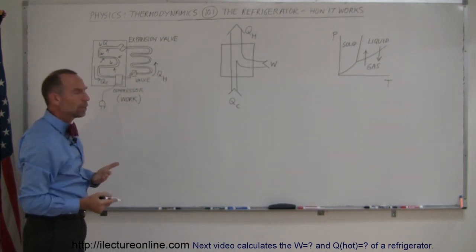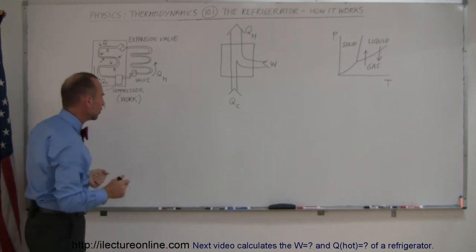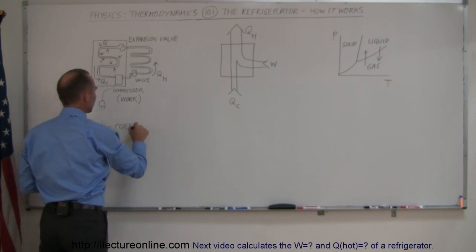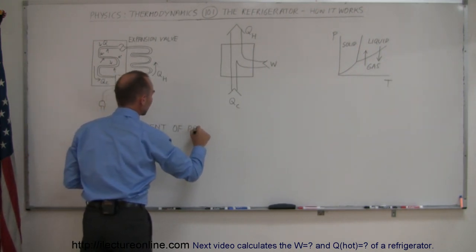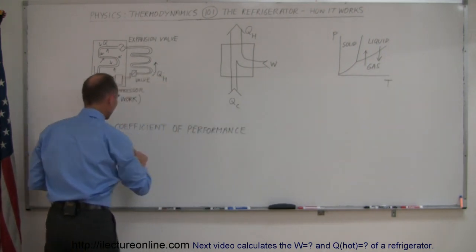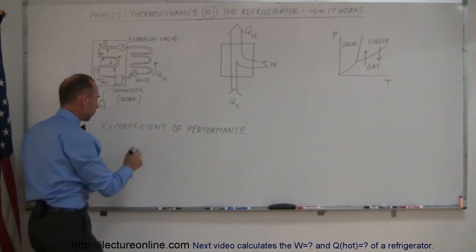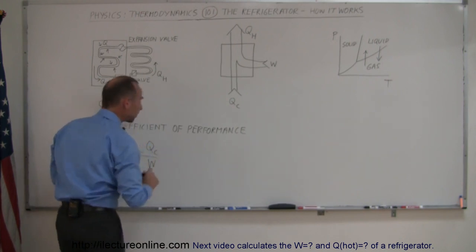The way in which we calculate the efficiency of that is not really like we do for an engine. We actually calculate what we call the coefficient of performance. We use the letter K for that, and we call that the coefficient of performance of the refrigerator or the air conditioner. And K is defined by the amount of heat we pull out of the cold reservoir, which is Q sub C, divided by the amount of work it takes to do that.